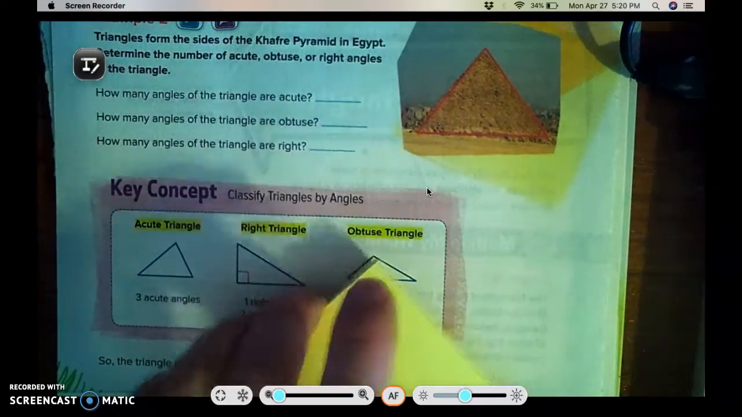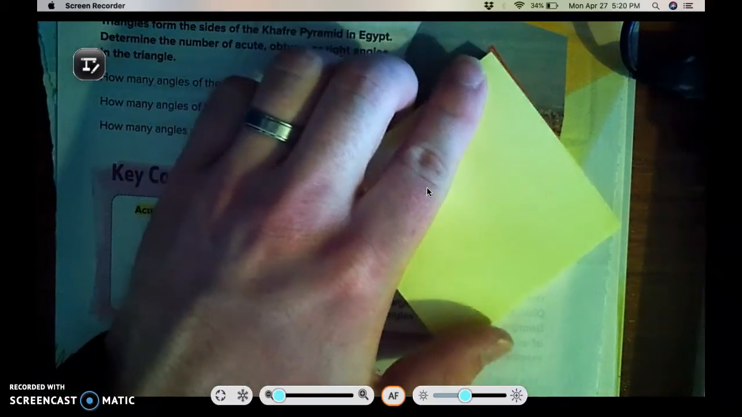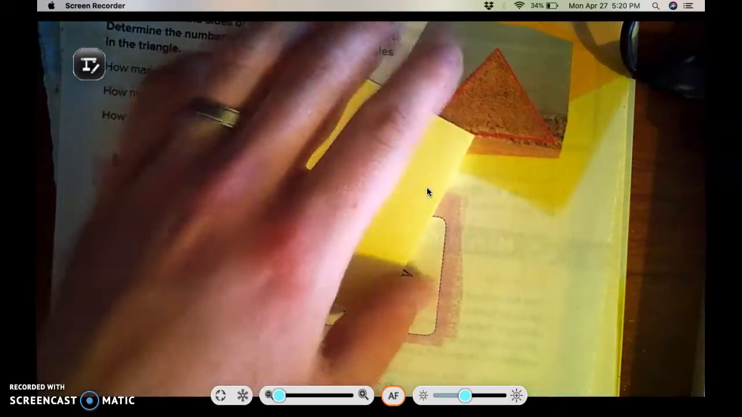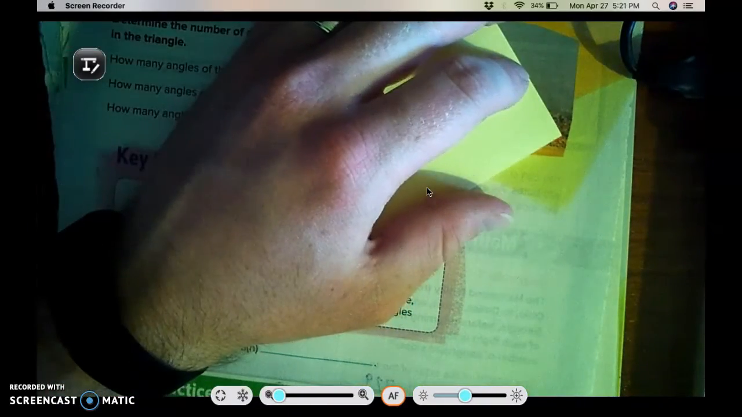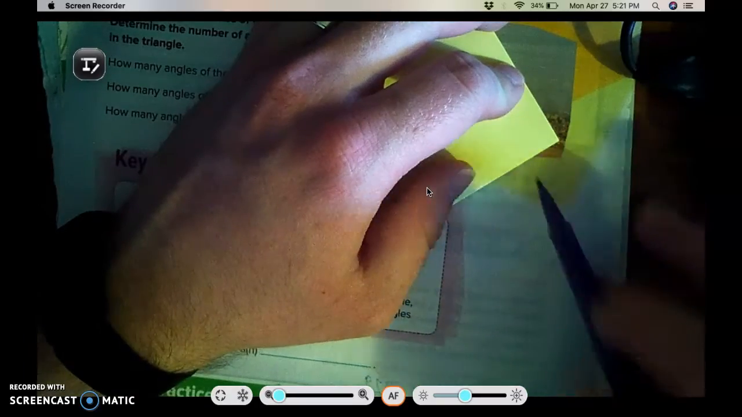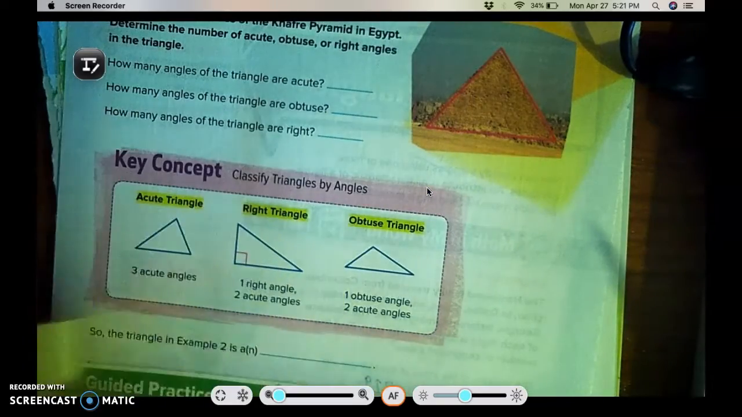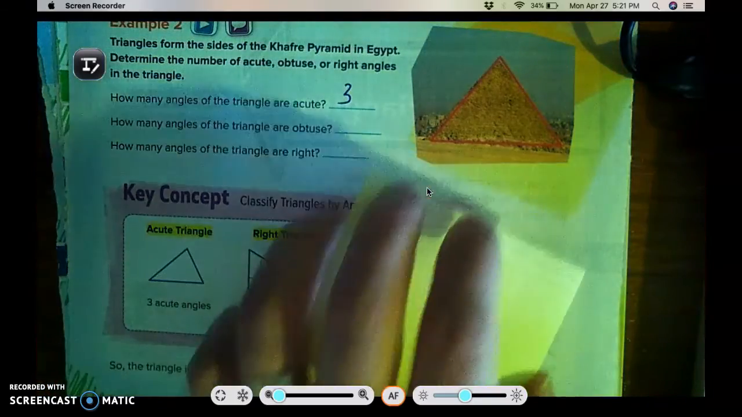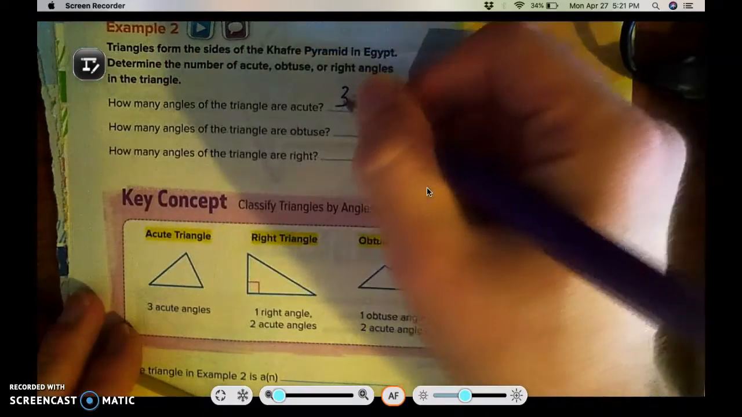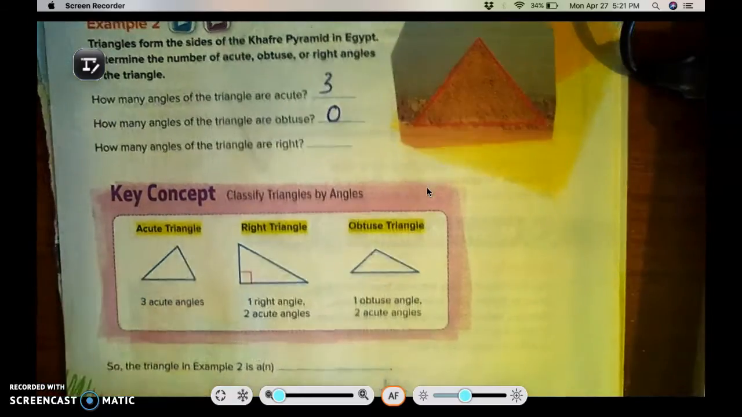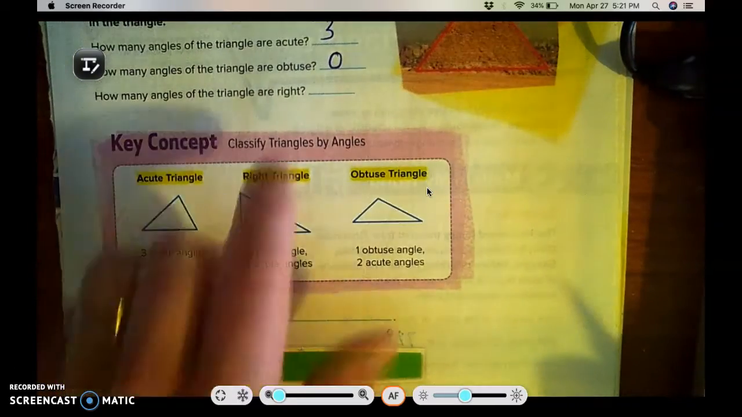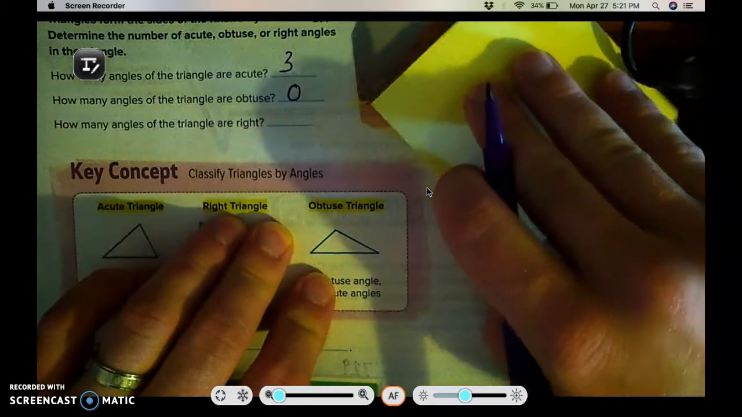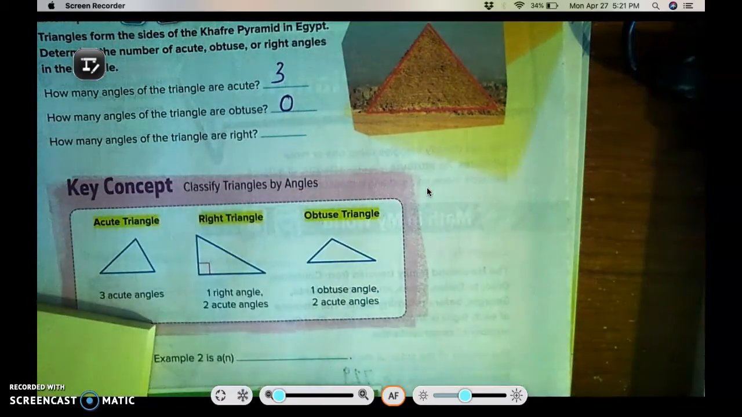So looking at this one, I know that these angles are going to be all smaller than my 90 degree, right? If I'm trying to fit it in the corner, I know that my 90 degree goes beyond it, so they're all going to be acute angles. So there's 3 acute angles, and if they're all acute, none of them are bigger than 90 degrees. There's no obtuse ones. So how many angles of the triangle are right? Again, none of them are 90 degrees because they're all smaller than 90 degrees. They're all acute angles. Just a quick check with that.